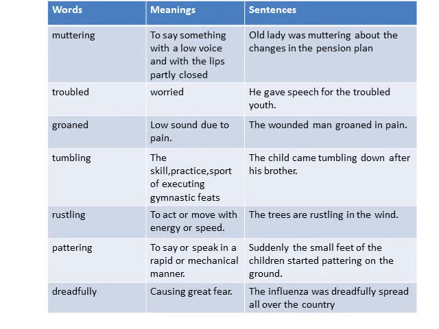Here are some more vocabulary words. First word is muttering. It means to say something with a low voice and with the lips partly closed. The old lady was muttering about the changes in the pension plan. Next word is troubled. It means worried. He gave a speech for the troubled youth.